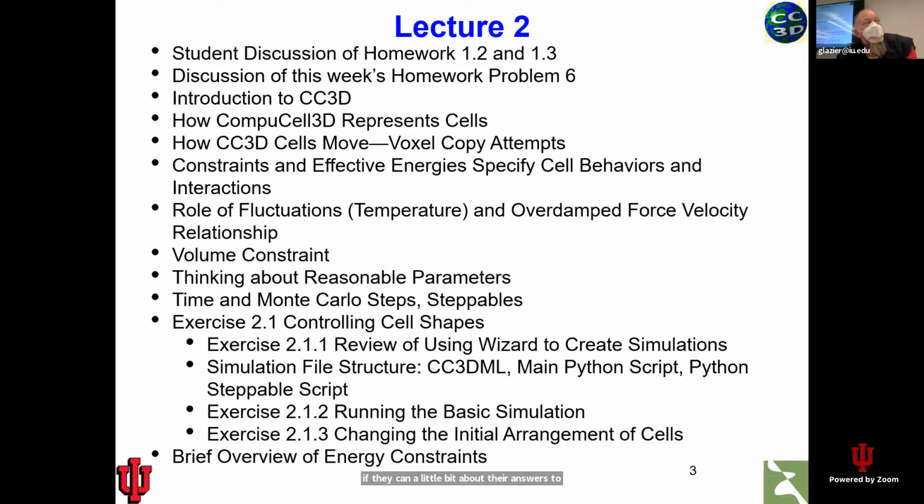I have here the schedules discussion of this week's homework problem 6, but I think we're going to defer problem 6 till next week. Not assign it this week. It makes the homework too long.